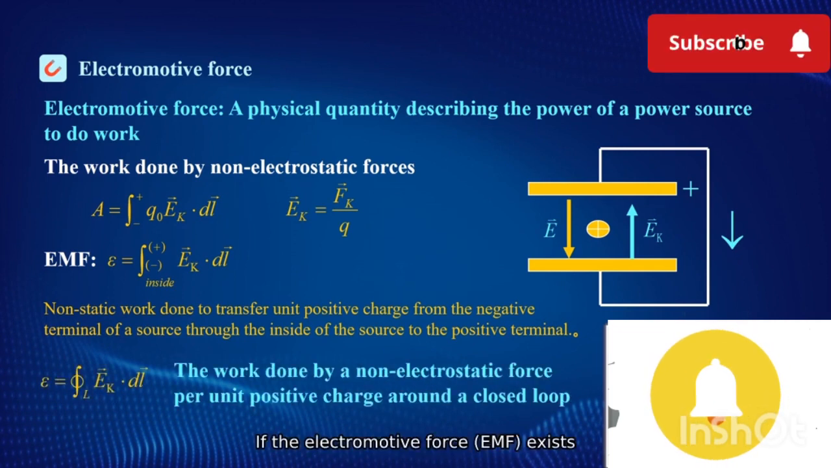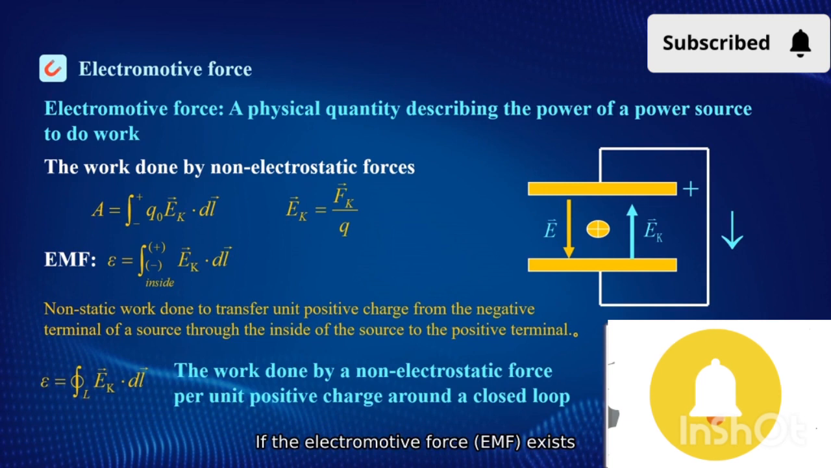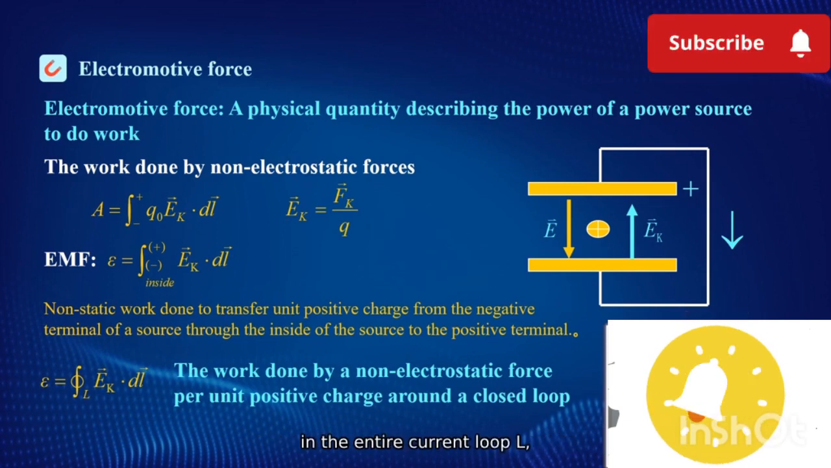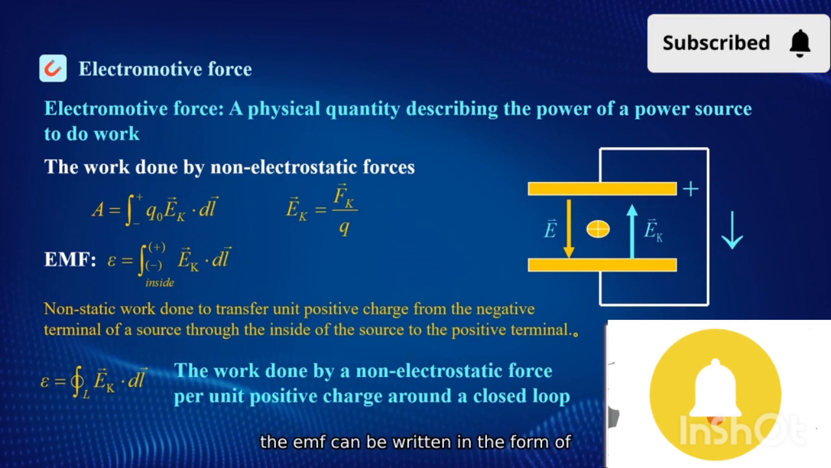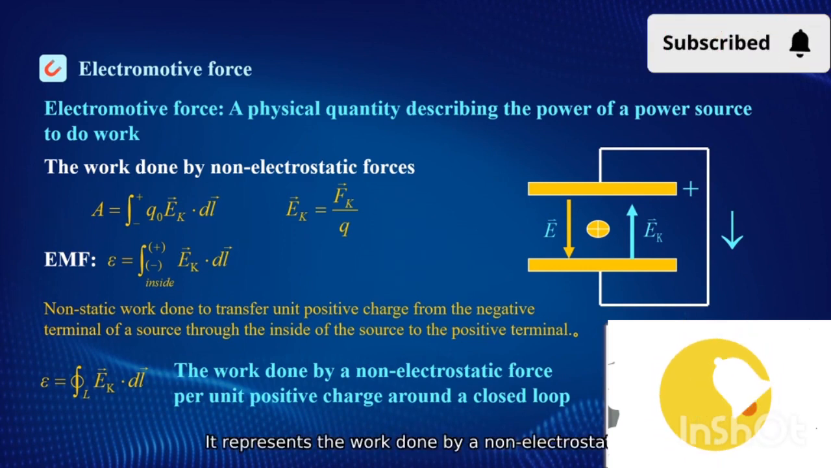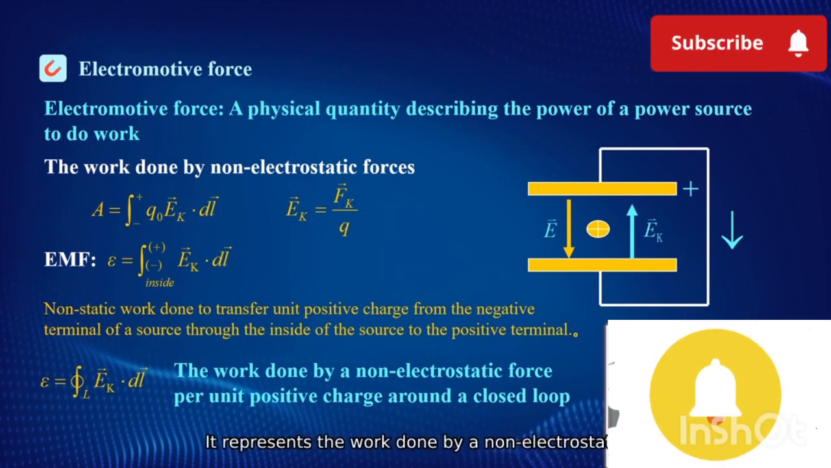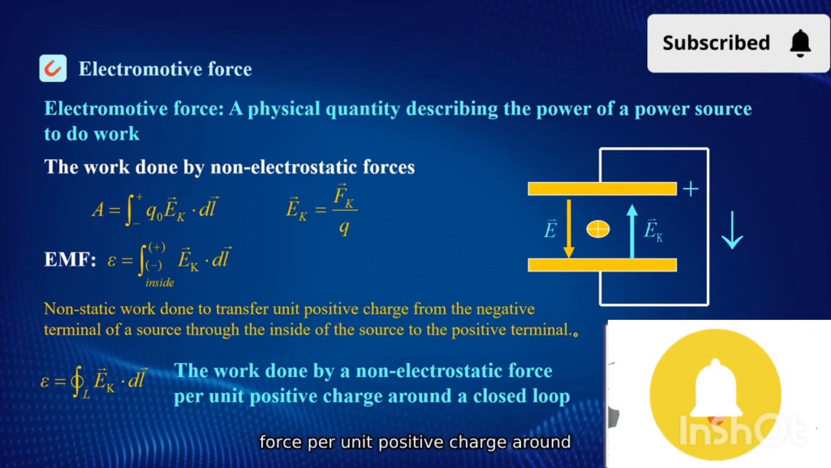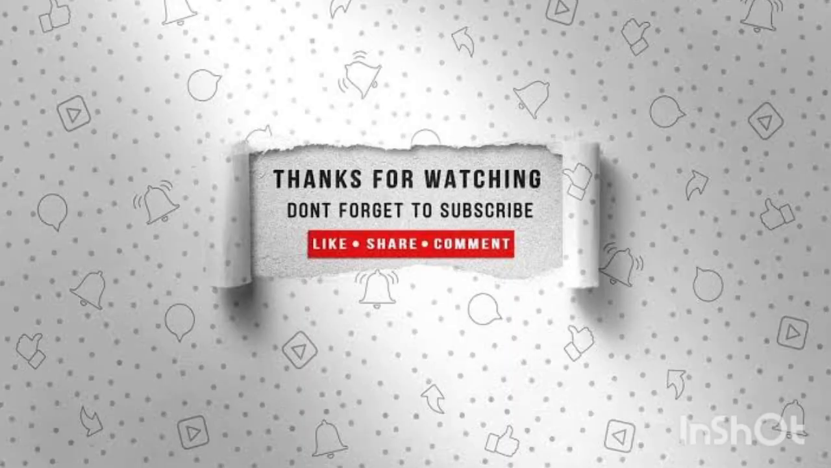If the electromotive force exists in the entire current loop L, the EMF can be written in the form of the loop integral. It represents the work done by a non-electrostatic force per unit positive charge around a closed loop. That's all for the section.